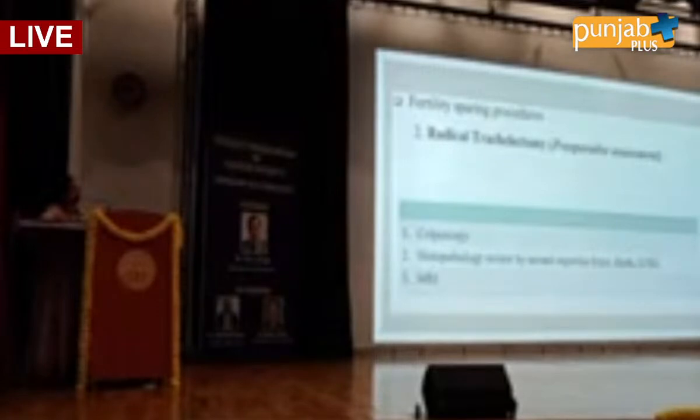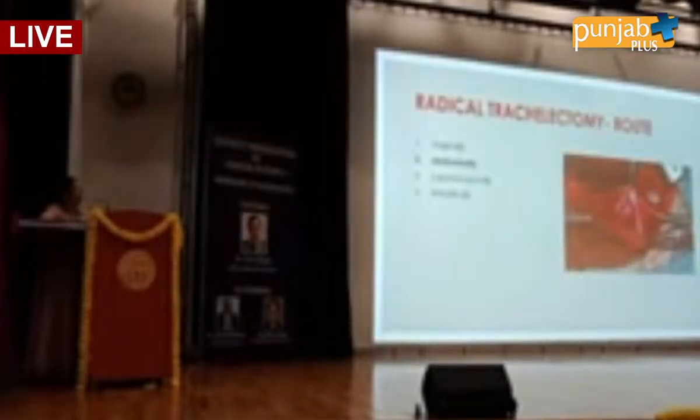And the preoperative assessment requires colposcopy, histopathology review, I already told, and MRI. And radical trachelectomy can be done by various routes. It should preferably be done vaginally, if it is not possible, abdominally or laparoscopically or robotically. All the routes it is possible.